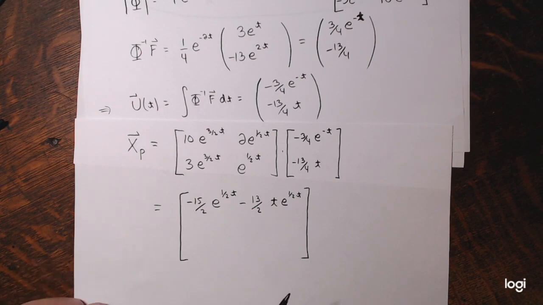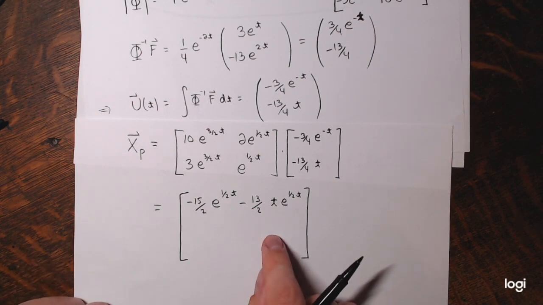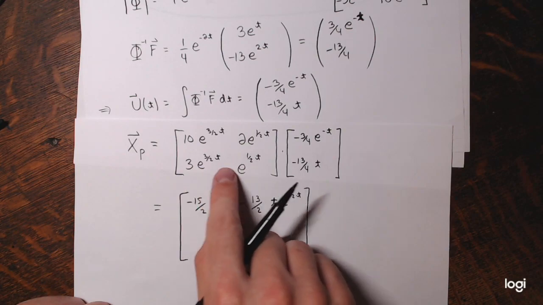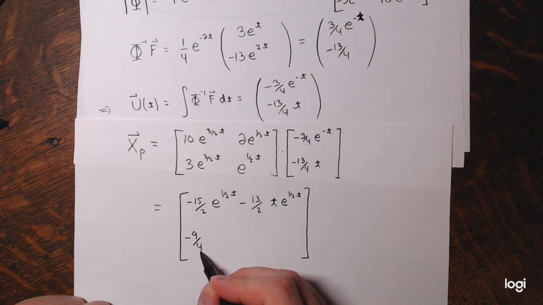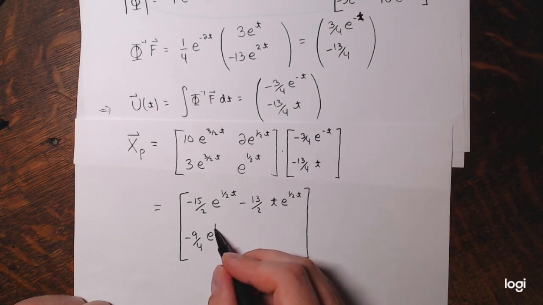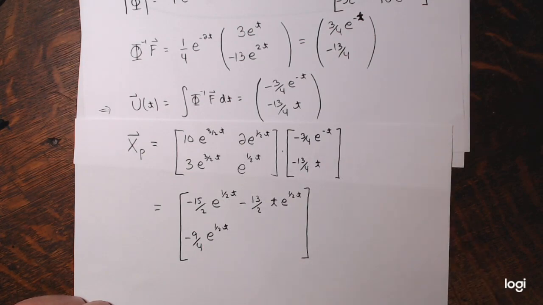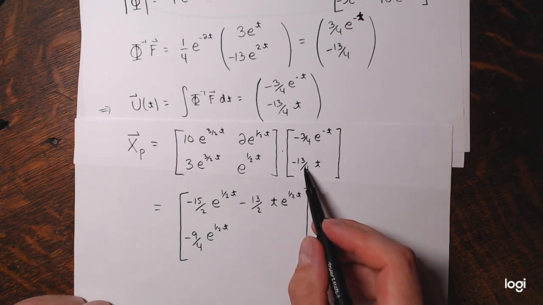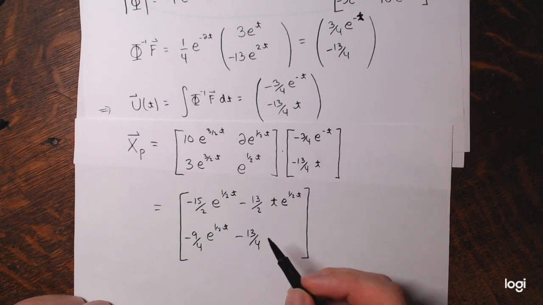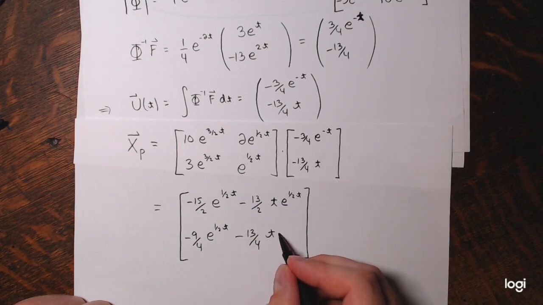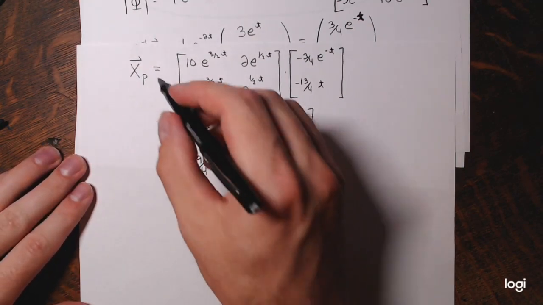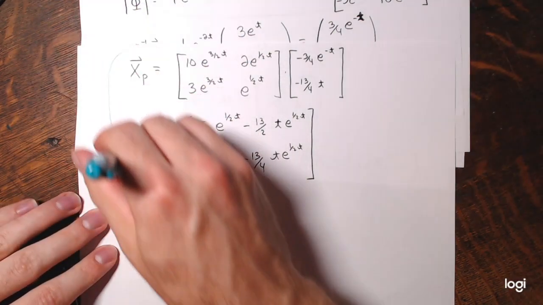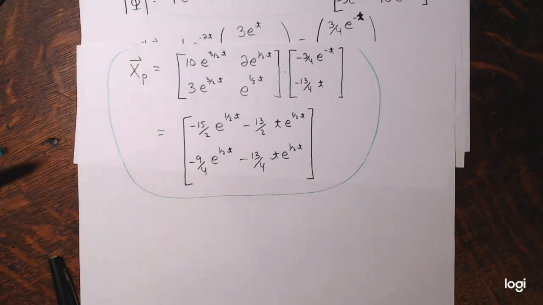And then the other function that's part of the particular solution, taking the second row, first column here, we have negative 9/4 e to the t, e to the half t again. And then minus 13/4 times t, e to the half t. And again, you can split this up if you wish, and I'll do it when I write the general solution. But now I have a particular solution.